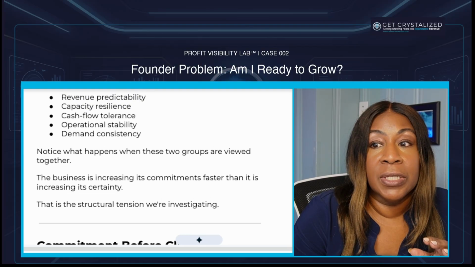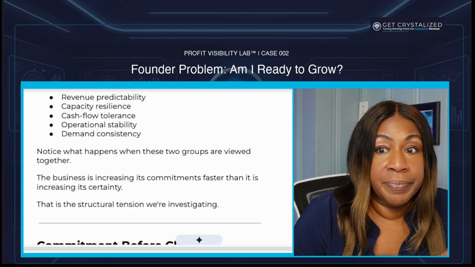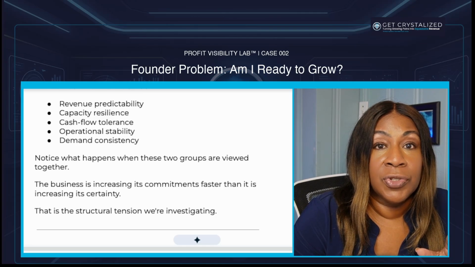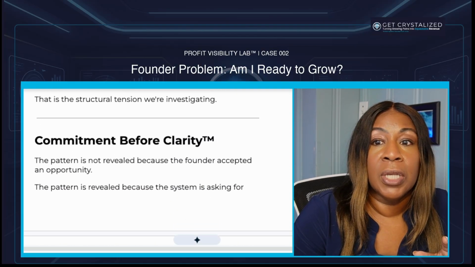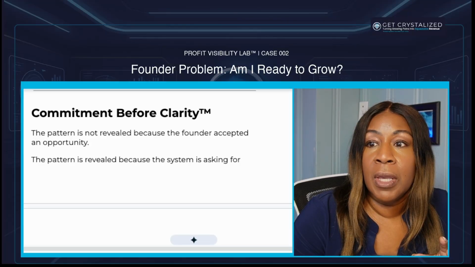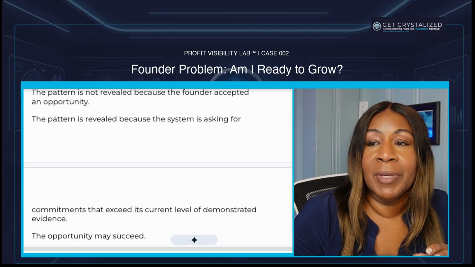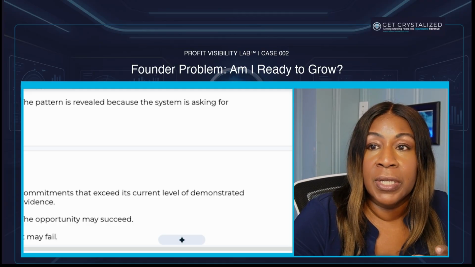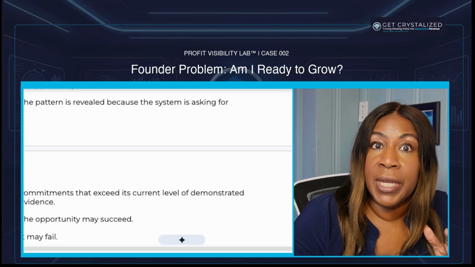So notice what happens when these 2 groups are viewed together. The business is increasing its commitments faster than it is eliminating uncertainty, right? Increasing uncertainty. That's the structural tension. Okay? And that's why we're doing the investigation. So we're looking at this pattern, commitment before clarity, because the founder accepted an opportunity. Yeehaw! But the pattern reveals itself. Pattern is the behavior that we're seeing. It's asking for commitments that exceed our current level of understanding or demonstrated evidence.